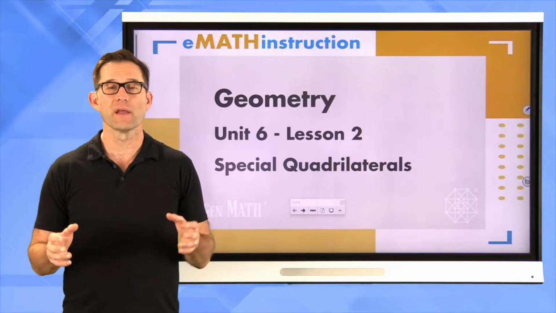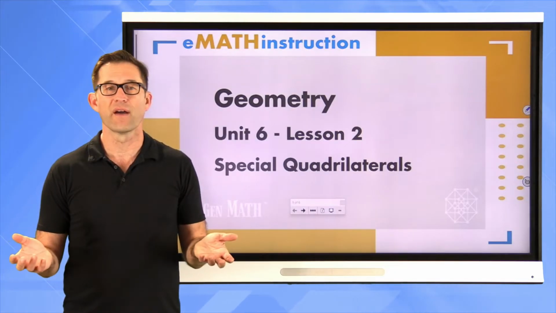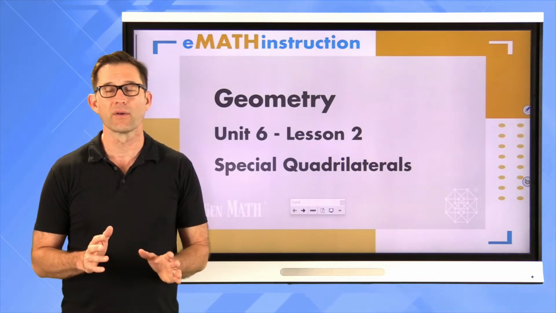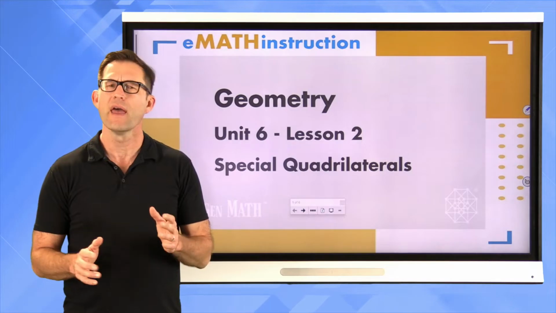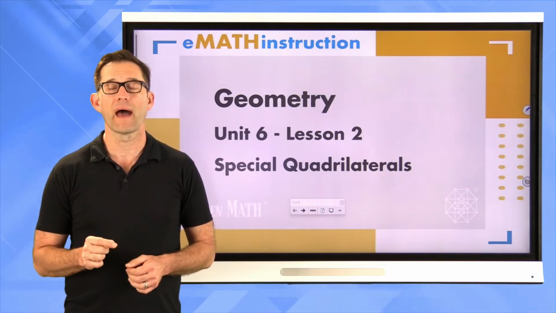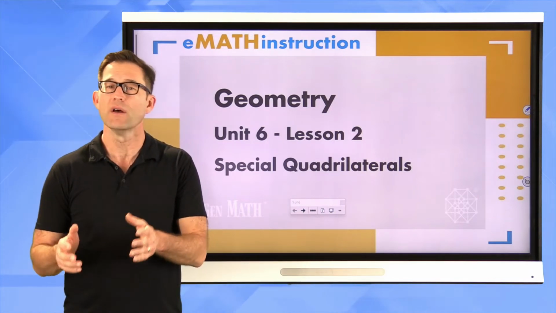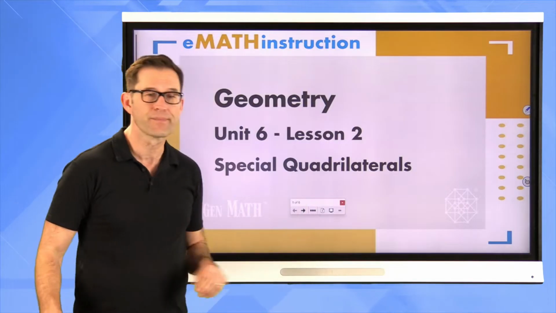So in our first lesson on quadrilaterals, we just looked at the fact that they have four sides, the fact that their interior angles sum to 360 degrees, and we played around with them a little bit in the coordinate plane. Today we're going to talk about how many of the quadrilaterals fall into special categories. So let's jump right into that.